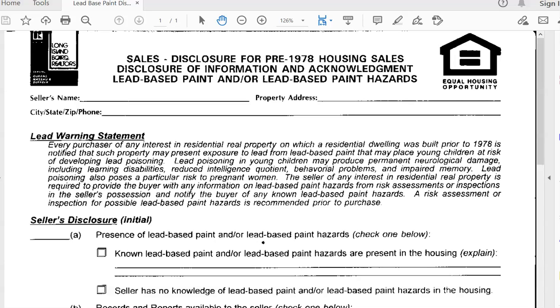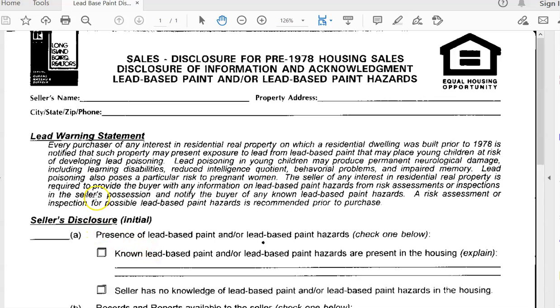Good day, folks. Going over with you today the sales disclosure for the 1978 Housing Sale Disclosure of Information and Acknowledgement of Lead-Based Paint and/or Lead-Based Paint Hazard. In short, the lead-based paint disclosure, as we all know it.